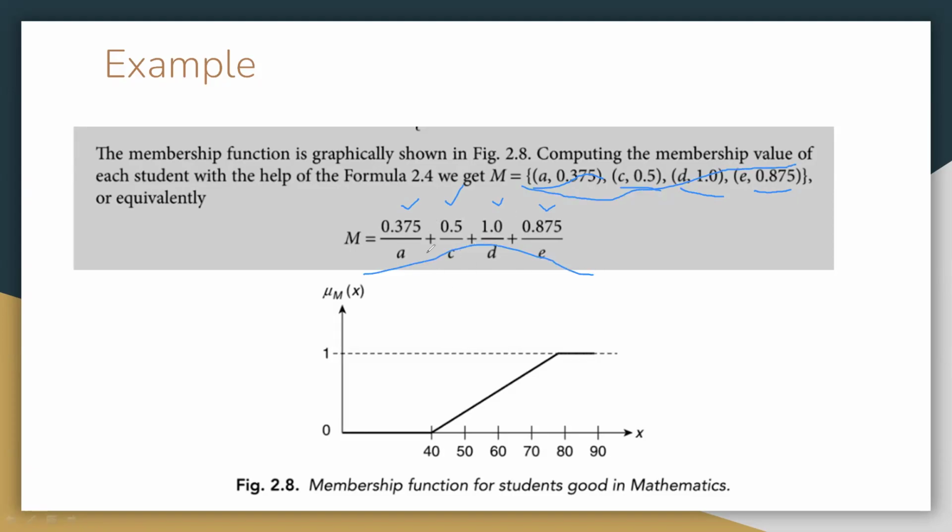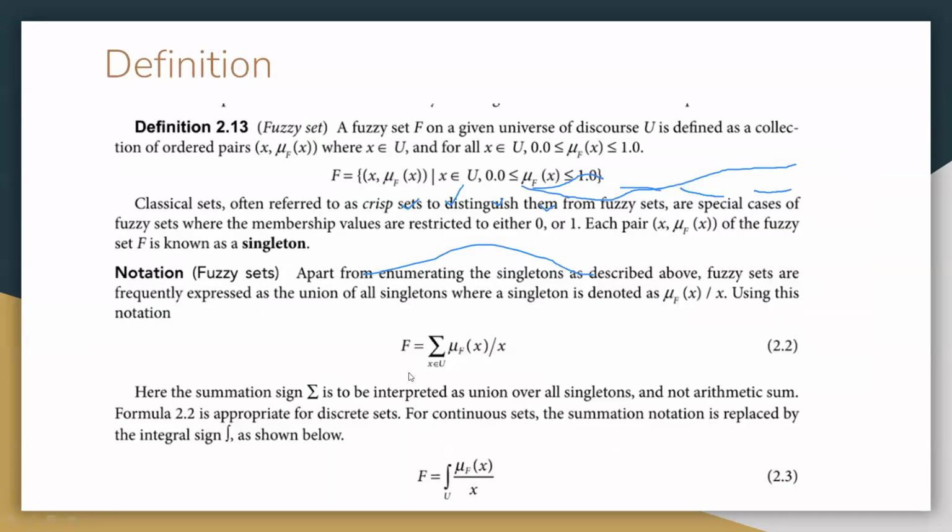This is the second option that I showed you earlier. That is, you can have a summation of the membership value divided by the value itself. Either you can denote it this way or you can denote it this way. So both are correct.